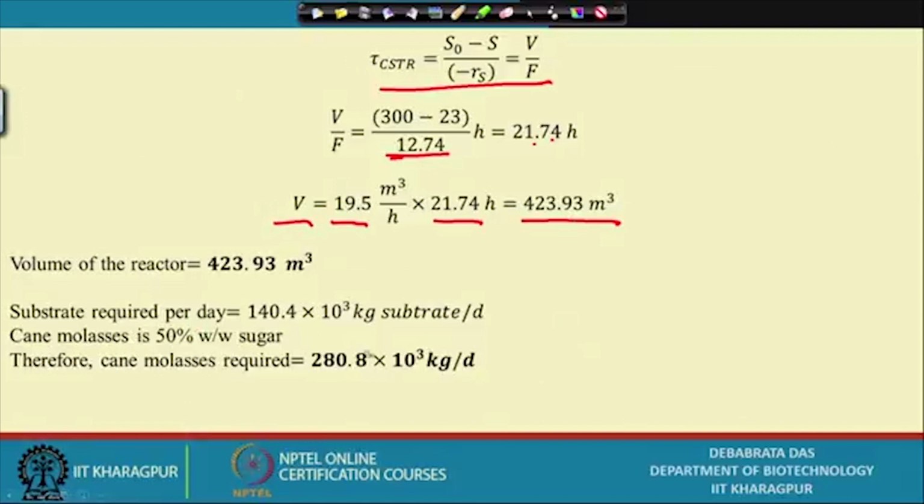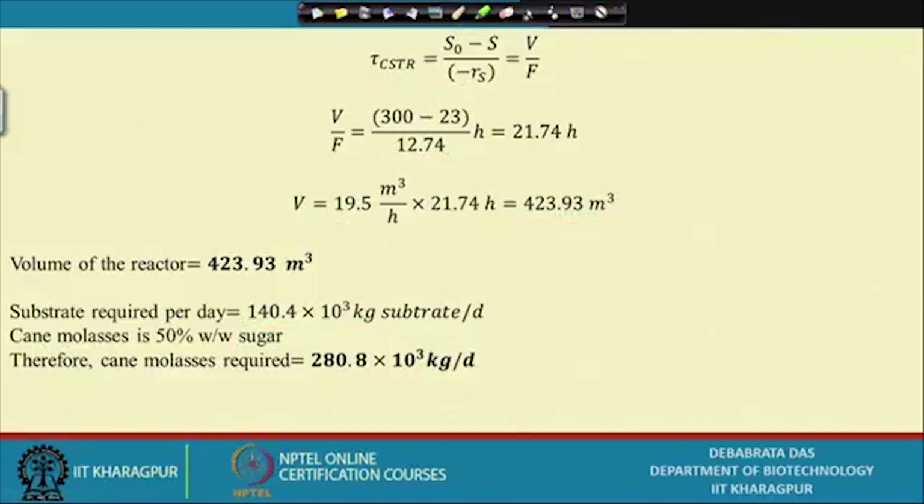Now, substrate required per day. So, how can you calculate? We can calculate how much substrate we require per day. We can easily calculate. This is already found out, this much of substrate required. Now, it contains about 50% sugar. Cane molasses contains 50%. So, you multiply it by 2. We multiply it by 2. We will get the amount of cane molasses required for this distillery industry.